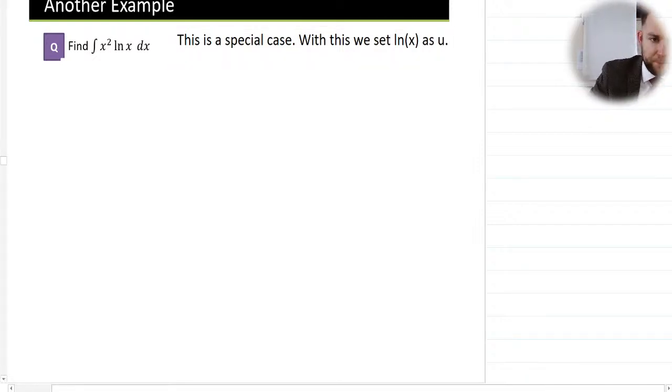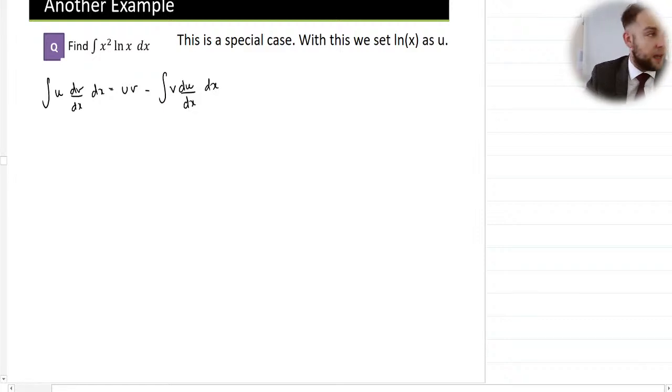So let's have a go at this one then. I've already told you what I'm setting as u, so don't forget that the integral of u dv by dx with respect to x is equal to uv minus the integral of v du by dx with respect to x. That's the integration by parts. Now, what I've said here is to swap these round. So instead of doing integral of x squared ln x, I'm going to write it as integral of ln x times by x squared with respect to x.